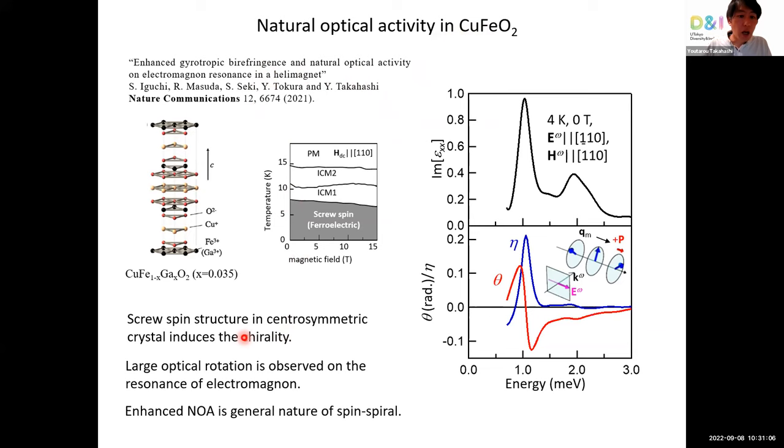In this case, the crystal structure in the paramagnetic phase is centrosymmetric and does not have any chirality. At the lowest temperature, the screw spin state is formed. In this phase, we observe a large optical rotation on the resonance of the electromagnon. This is the optical spectrum in the terahertz region, and we observe the large optical rotation. This result clearly shows that the enhanced natural optical activity is a general nature of the spin spiral.